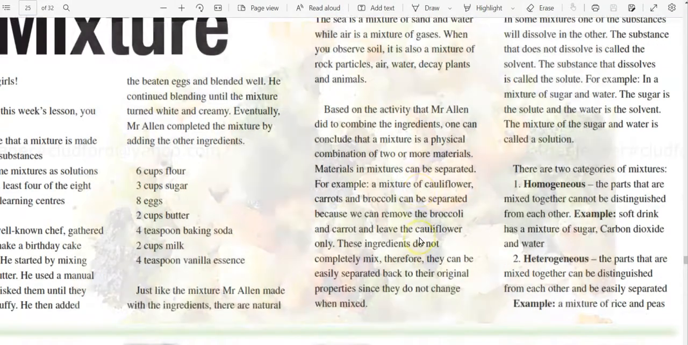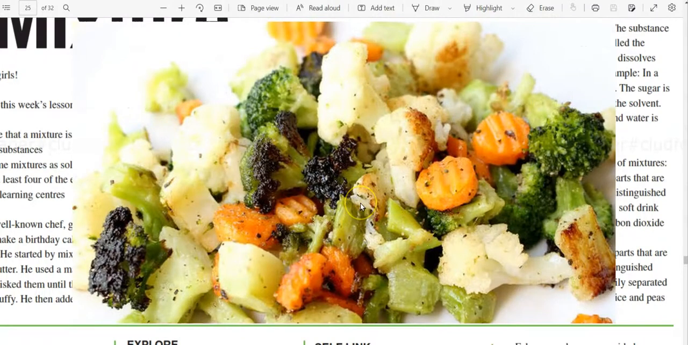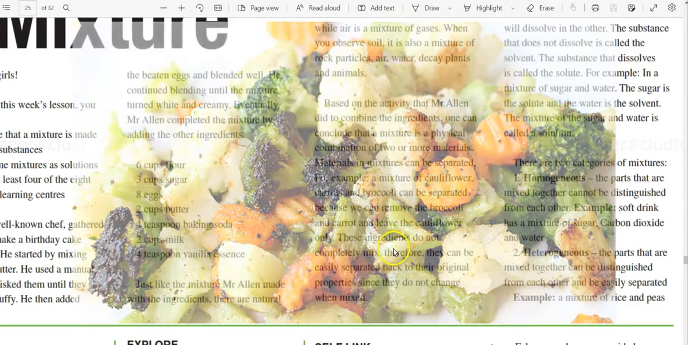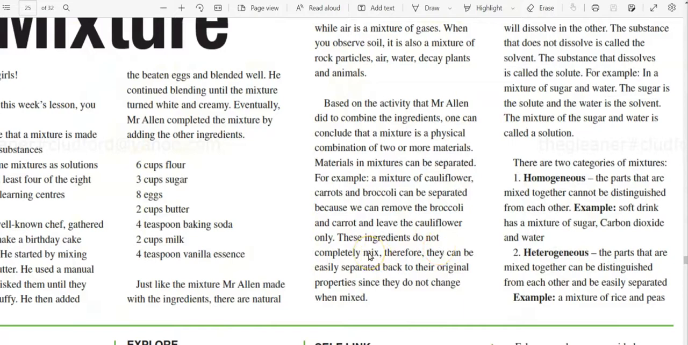For example, a mixture of cauliflower, carrots, and broccoli can be separated because we can remove the broccoli and carrots and leave the cauliflower only. These ingredients do not completely mix. Therefore, they can be easily separated back to their original properties since they do not change when mixed.